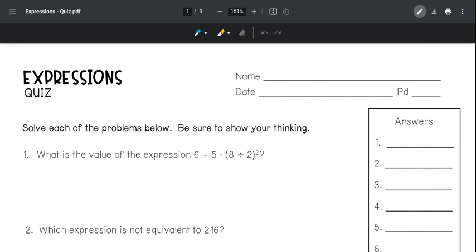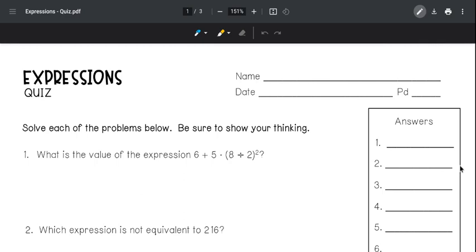This is your expressions quiz review where I'll be going over all the questions and the steps to get the correct answers. So if you're making quiz corrections, please make sure that you write down each of the problems that you missed and all of the correct steps and circle your correct answer on a separate sheet of scrap paper and then staple that scrap paper to your quiz and turn it into the tray.